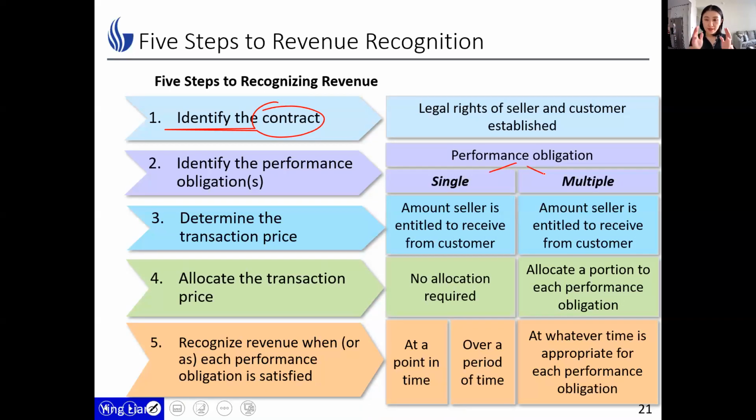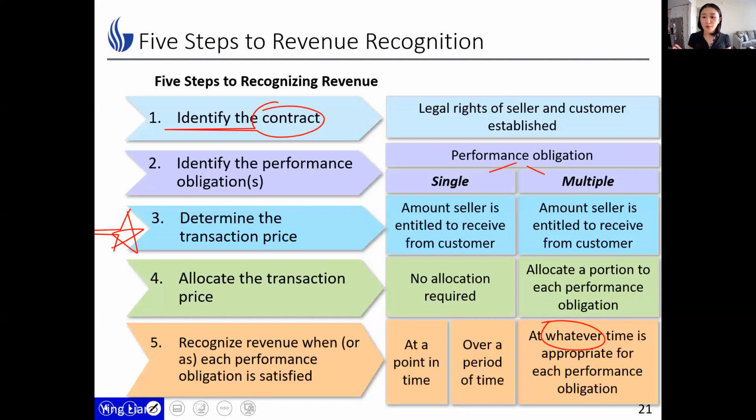Well, then everything seems pretty easy. And when we have multiple obligations, we have to allocate a price, right? This is gonna be covered in step 4. And then we will also talk about when we are gonna recognize each different performance obligation. But in this video, we will focus on step 3. That is to determine transaction price.